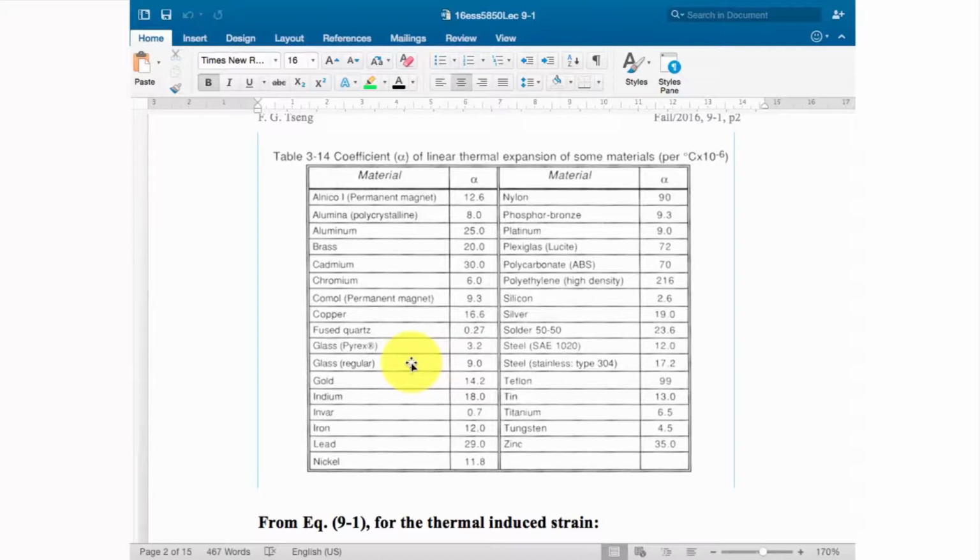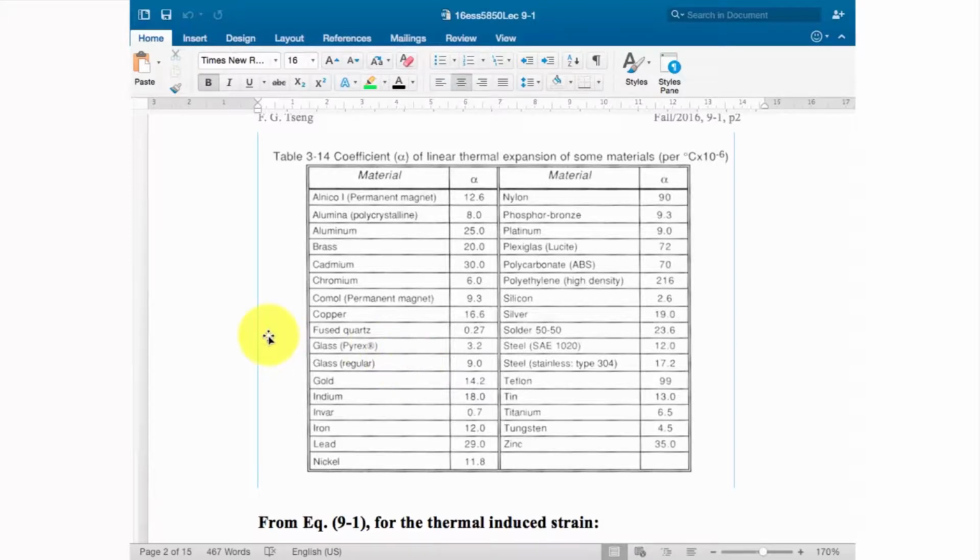So for ceramic material, you can see the CTE is usually very low. That means when you heat it up, the ceramic material doesn't expand too much. And vice versa, if you lower the temperature, it doesn't contract very much. So this is for ceramic material.